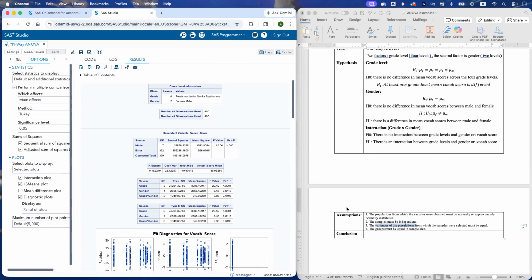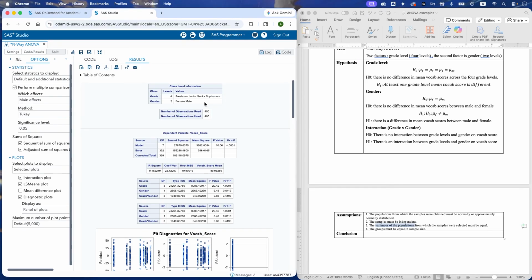Okay, at the beginning, if you look at the very first table, we see the class level information. We have the grade factor with 4 levels and the gender with 2 levels. We have 400 observations. All of them are used.